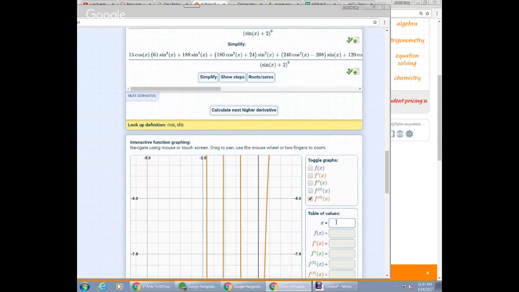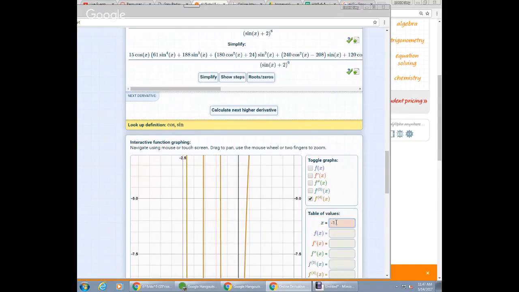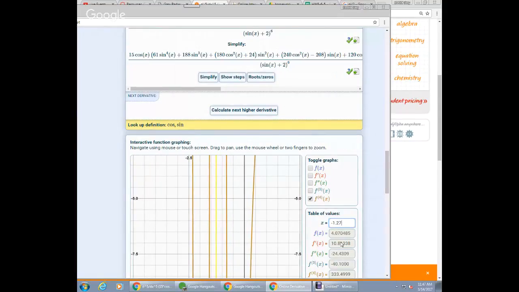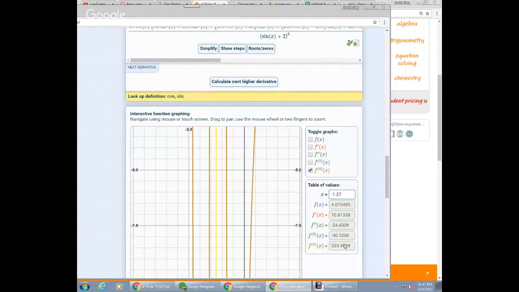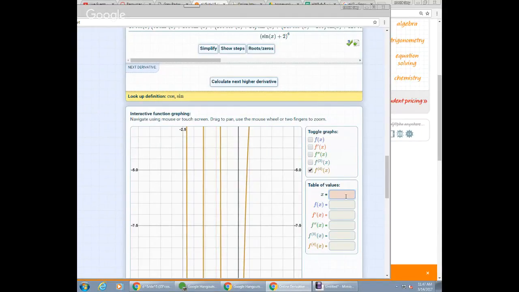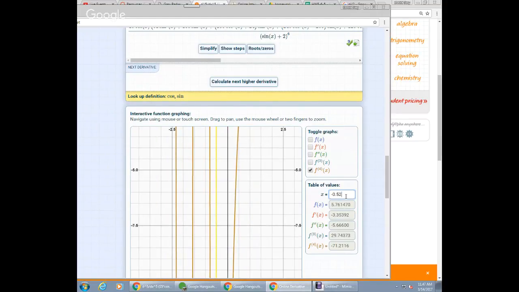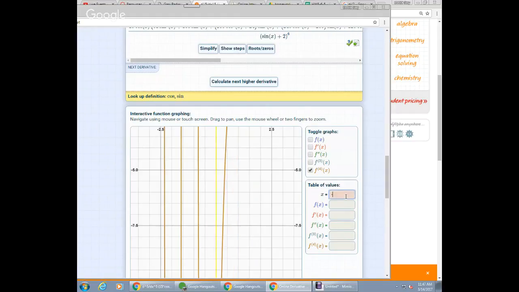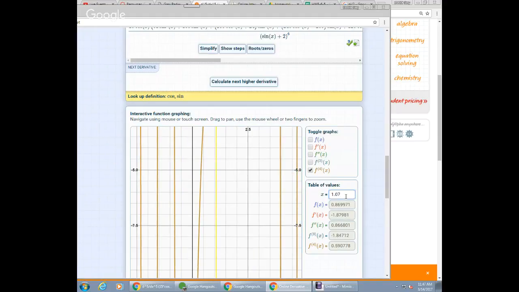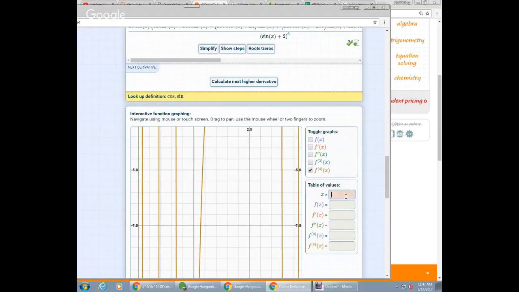All right, so my numbers were negative 1.27. Fourth derivative is 333-ish. I don't know, we have to check the other ones. Negative 0.52: negative 71. That's not extreme enough. 1.07: okay, it looks like it is our 333-ish from the negative 1.27-ish.